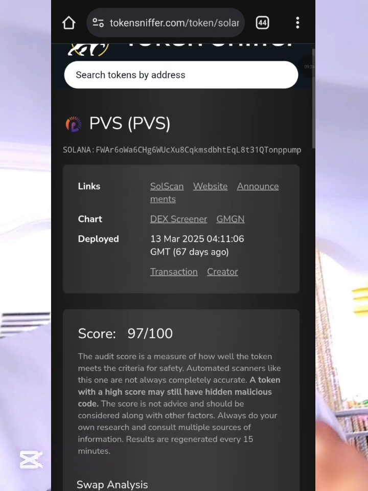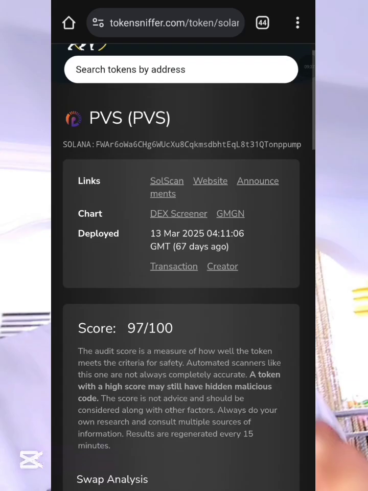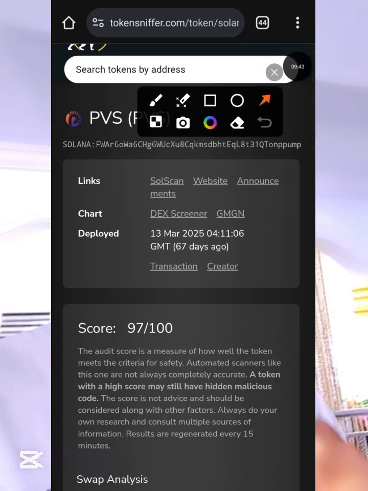Now it has generated the analysis. Now you can see the link and the charts. If you want to check the charts on DexScreener, you can. When was the token deployed, created? That is 13 March 2025, and you can see the time there. Those are the things.